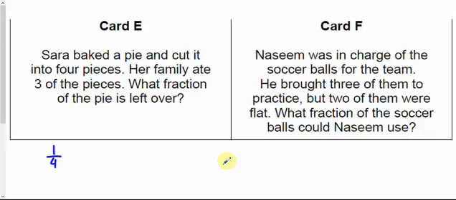Nasim was in charge of the soccer balls for the team. He brought 3 of them to practice, but 2 of them were flat. What fraction of the soccer balls could Nasim use? He brought 3, so this is the total. 2 of them were flat, so we can't use them. So how many balls can we use? 1. We can use 1 out of the 3.